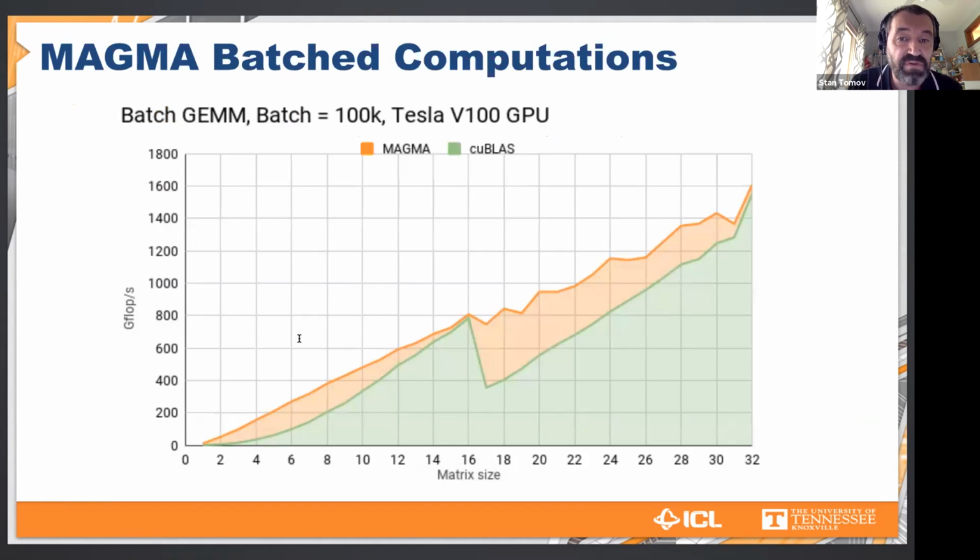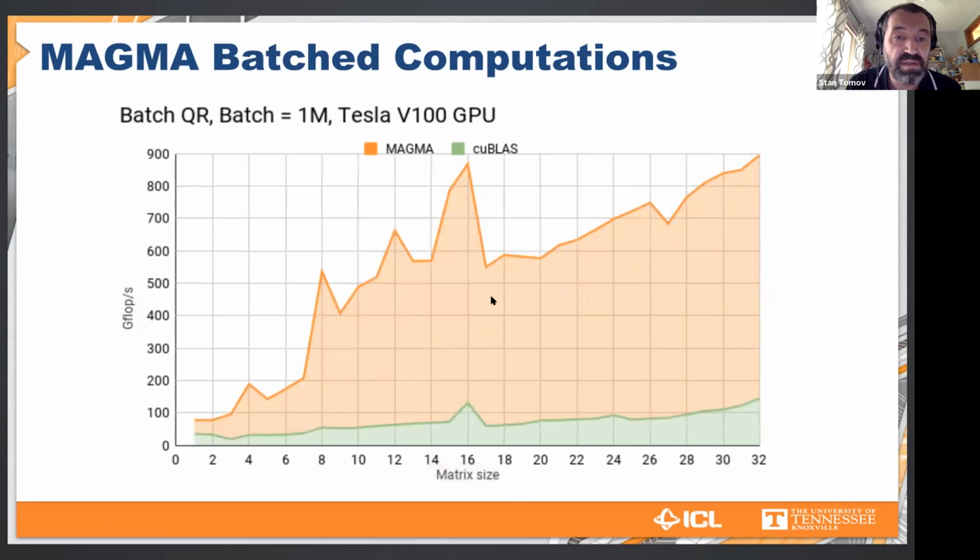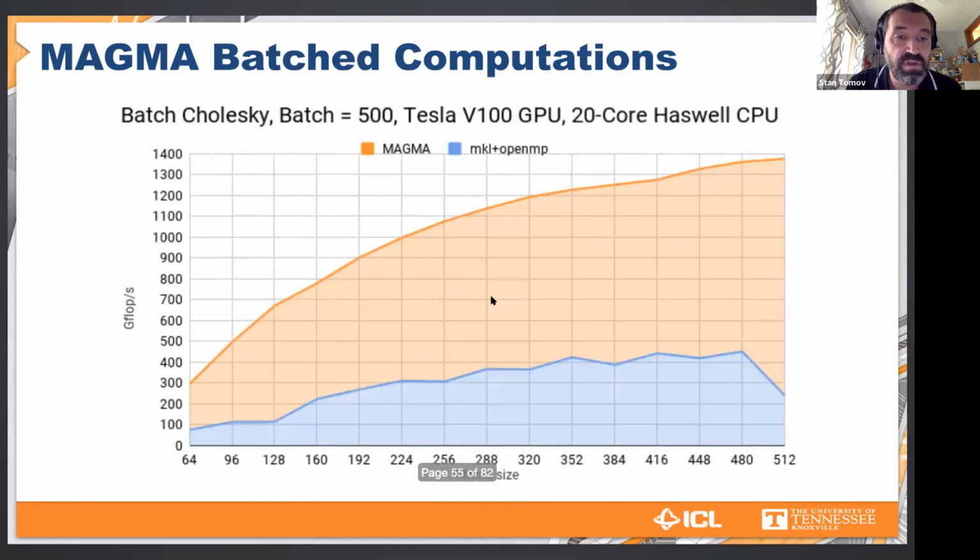And then we have performance numbers that show speedup on various architectures compared to different vendor libraries or other implementations. As I mentioned, MAGMA targets acceleration besides just providing those reference implementations. So that's for LU. For QR, acceleration is even more. Batch Cholesky.